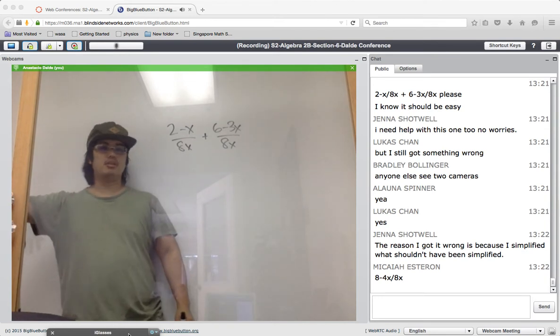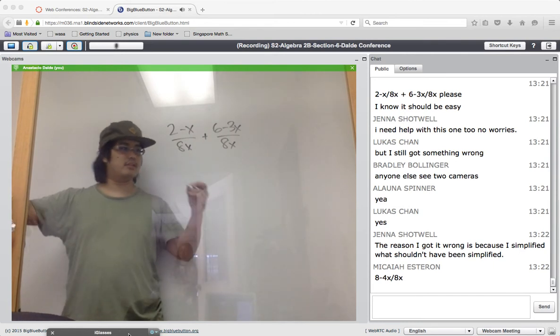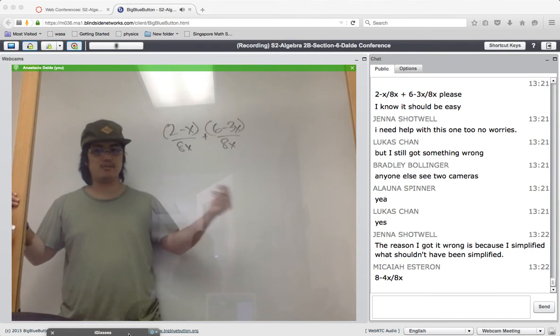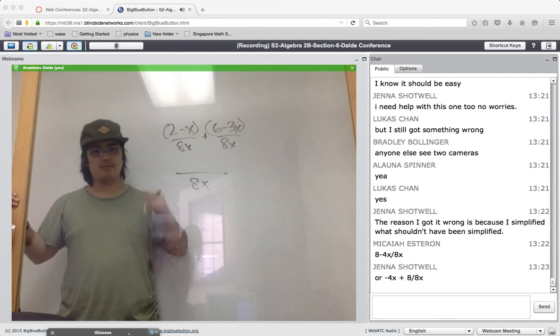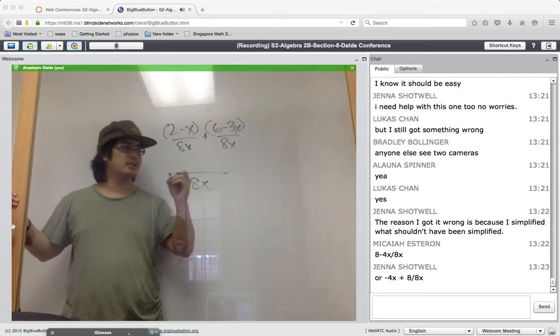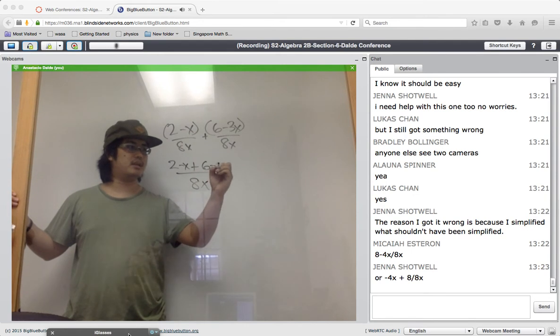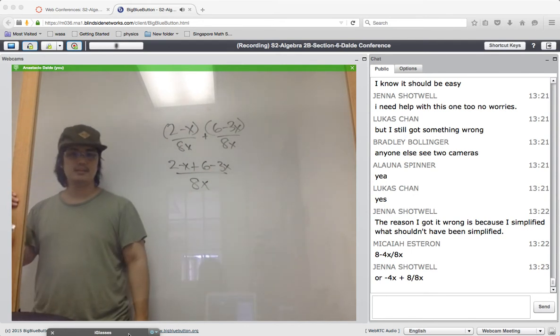All right, so since this is the same denominator, I can just take this numerator and add it to that numerator and keep it over that same denominator. This is just like what you did back in 4th grade where you were adding fractions. So you have 2 minus x plus 6 minus 3x. Are we cool? All right.